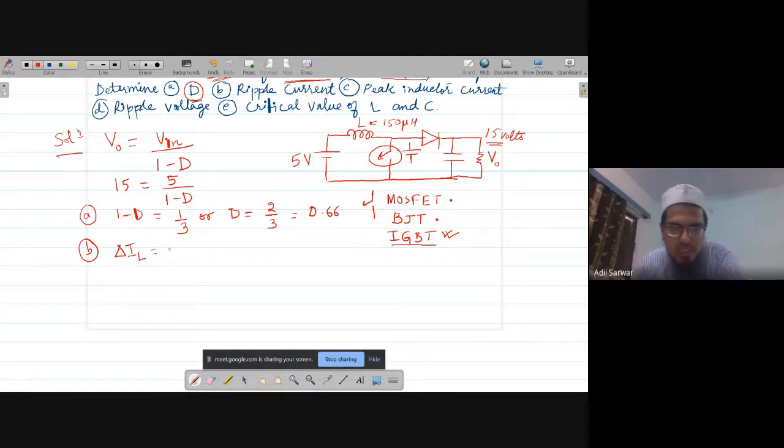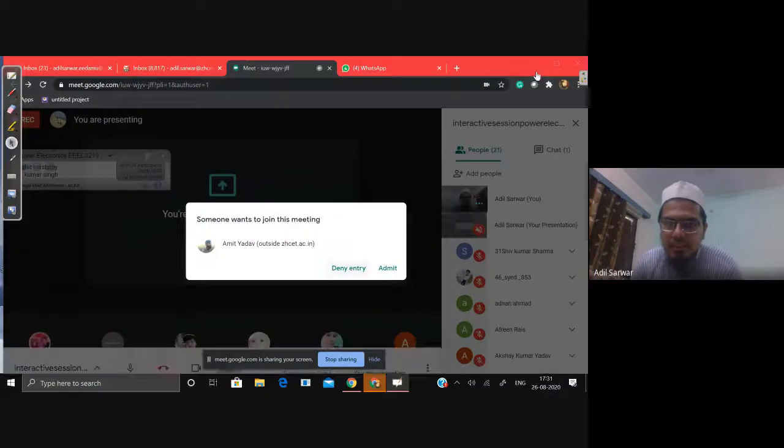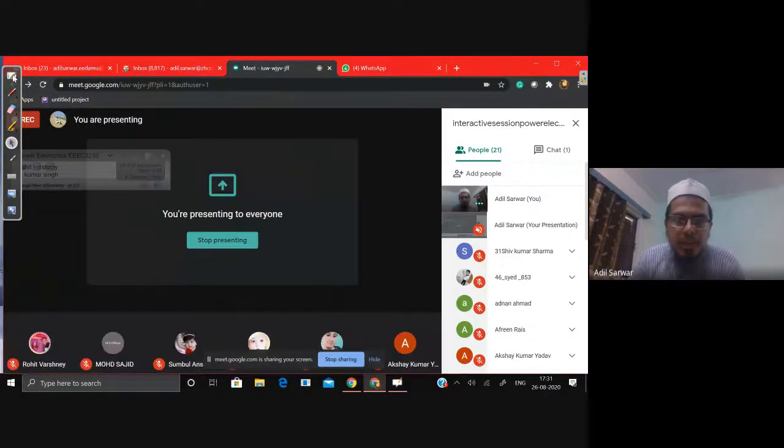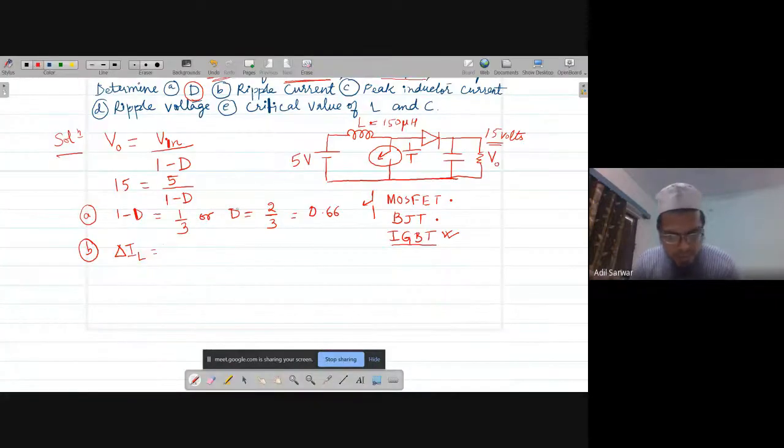So if you will see that delta IL is actually given again. Someone is trying to enter, so there is a bit of disturbance here. It is a bit annoying also, going back and allowing people to enter.